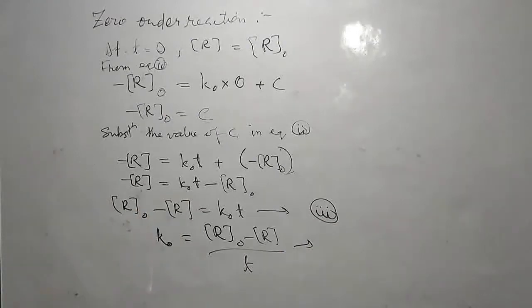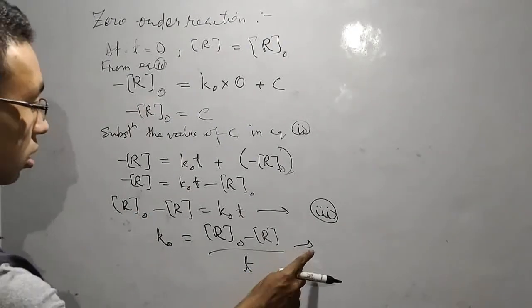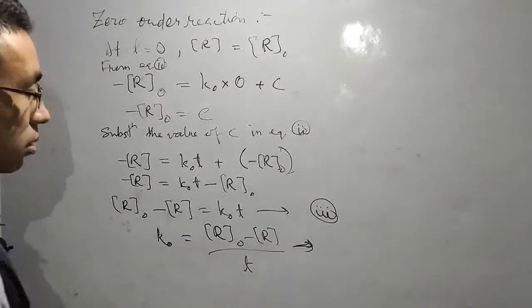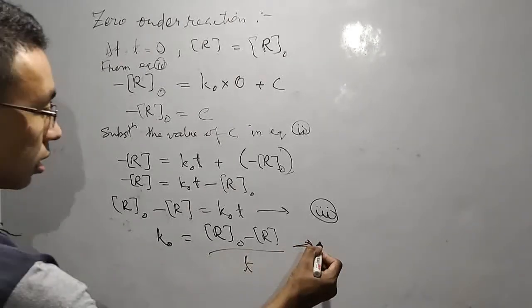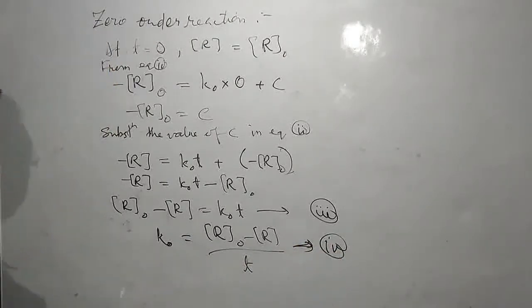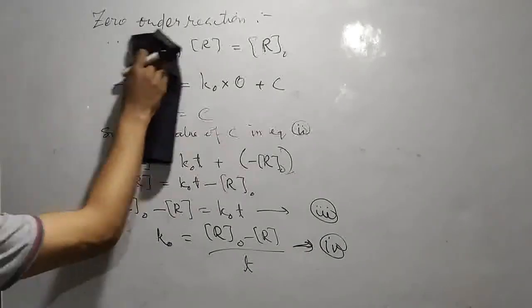Okay, so equation number 3 or this equation, both of them are the same only. So equation number 3 is called the integrated rate equation, or the integrated form of rate law. Now suppose, let's make it this one, equation number 4.